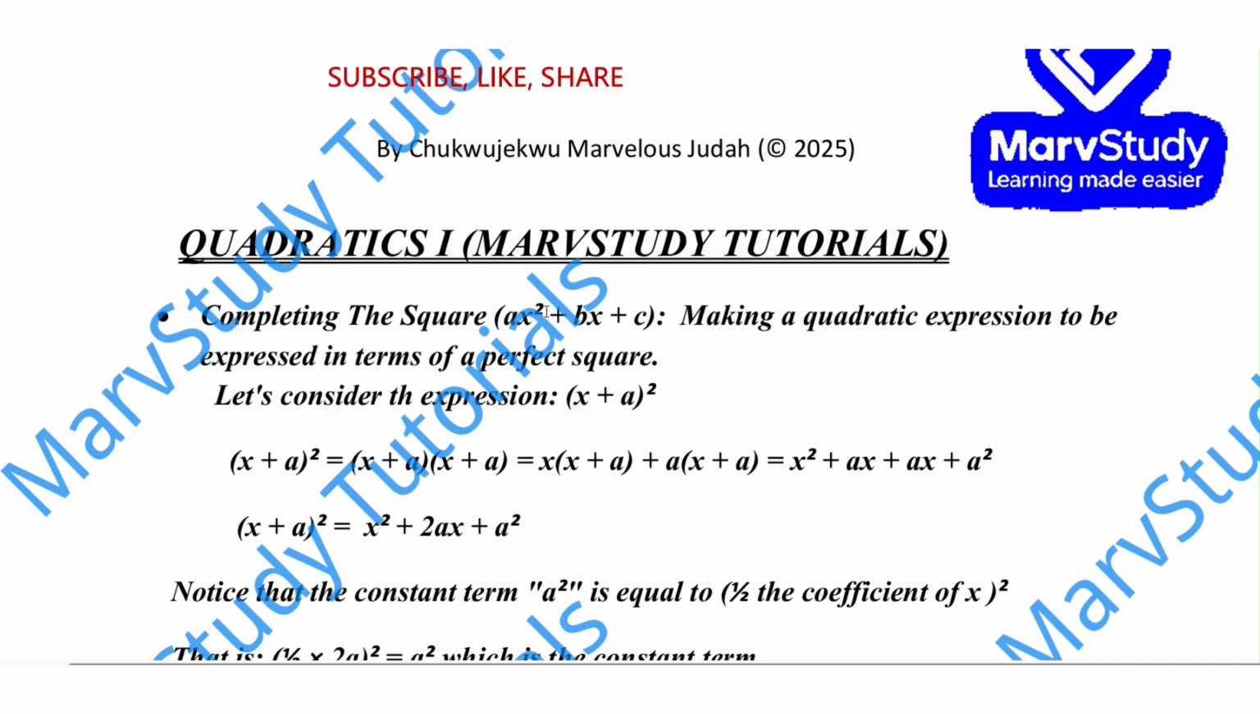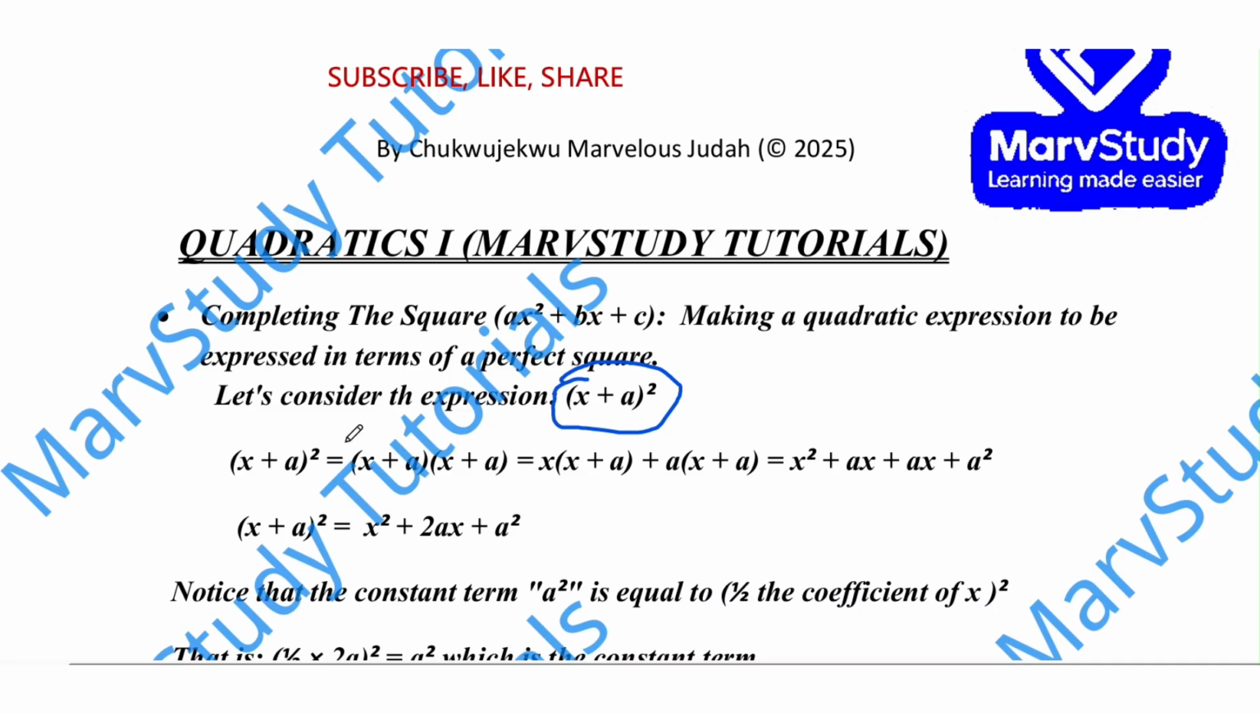So we are considering this expression right here: x plus a all squared. That's a perfect square, and this a is a constant. It could be 1, 2, 3, or any whole number. That is how we want to express our quadratic function, even if it may not be a perfect square. It just has a perfect square root.